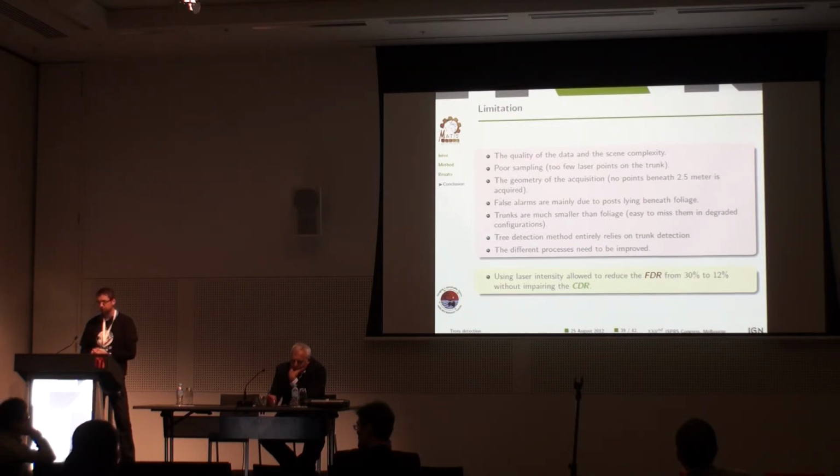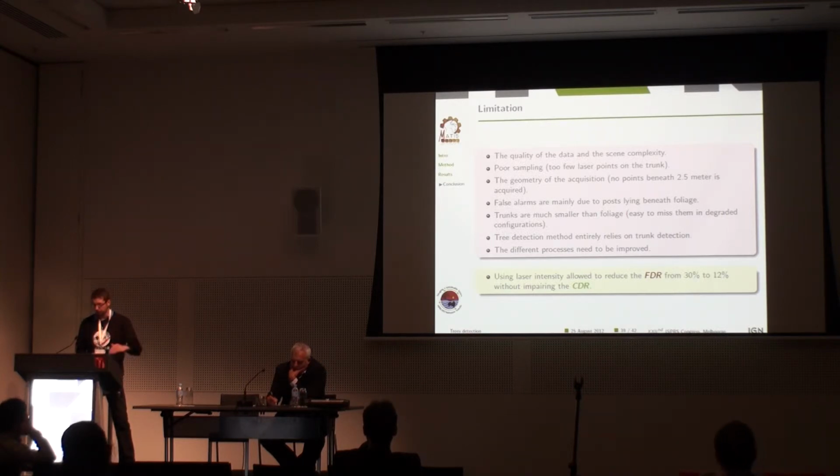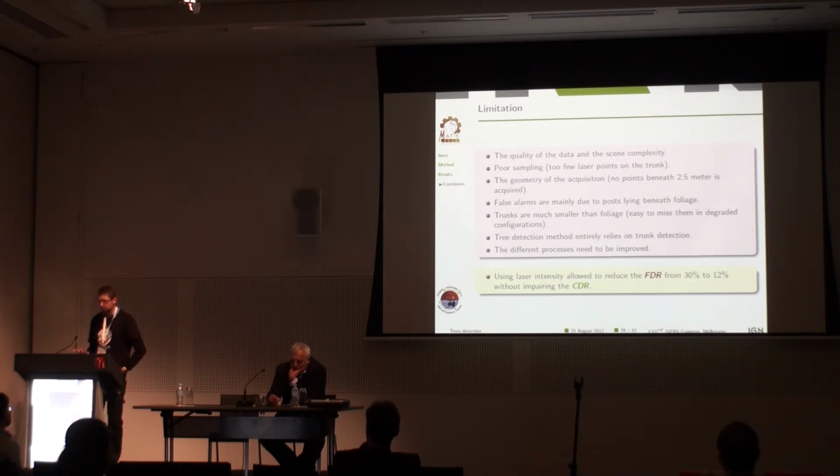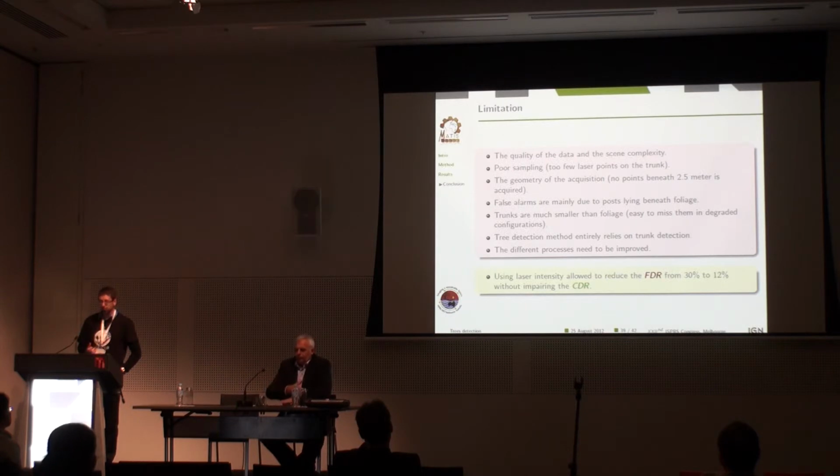We also had a little problem with the geometry of the acquisition. In fact, the acquisition was made more for facade reconstruction than tree detection, so it scanned only points over 2.5 meters, which means we missed a little bit of the trunks below 2.5 meters. Most of the false alarms we had, in fact, were due to posts that are lying beneath foliage and that have an intensity response close to the response of trunks. So for this, probably we would need image information in order to distinguish them.